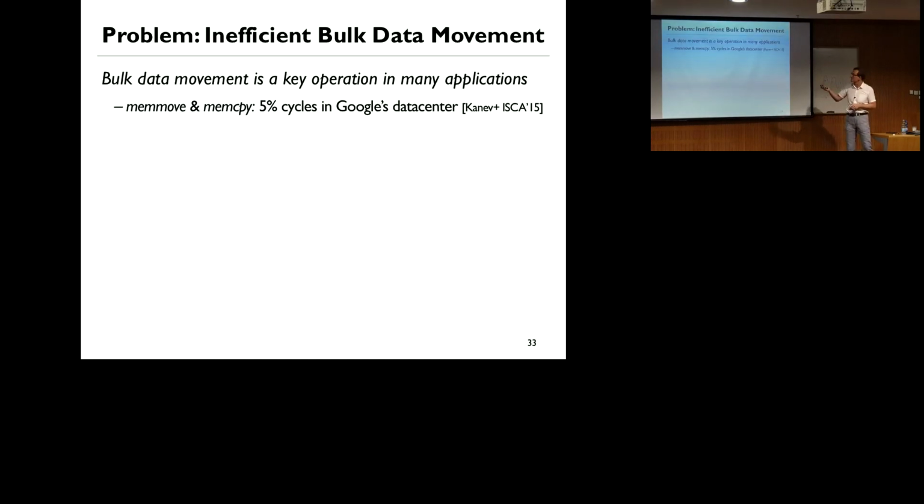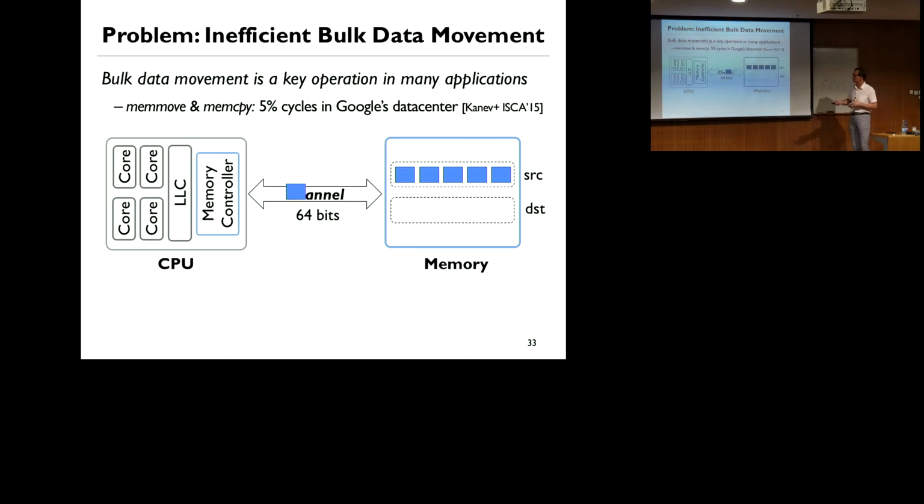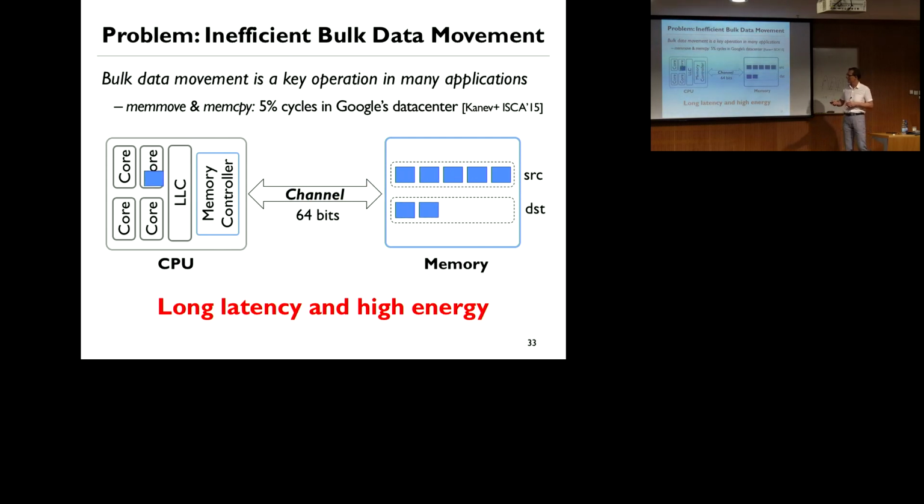So our motivation was this to begin with. Bulk data movement is a key operation. And as you know by now, if you do it through the memory channel, it's a slow process. And I could animate this, and we would be waiting. That's essentially what we're doing in systems today. So we're waiting, basically.